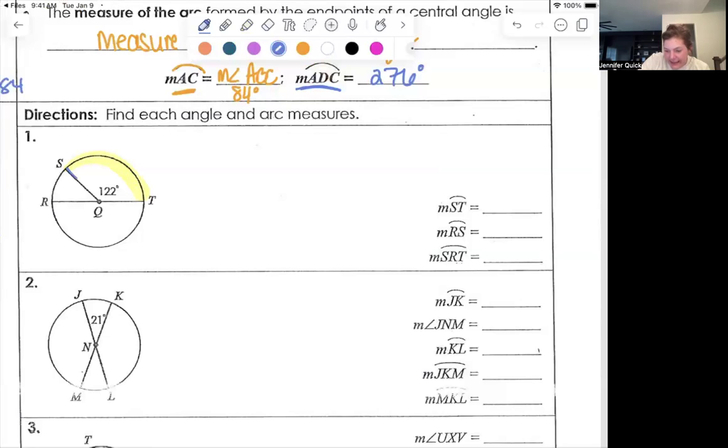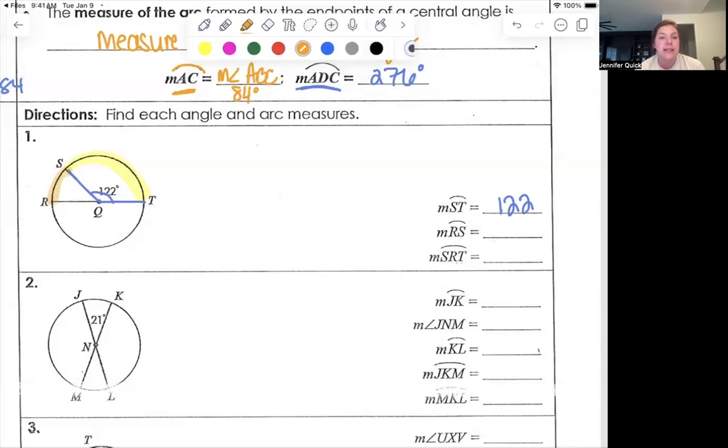ST is created by this central angle, SQT. Ooh, don't want to do that. And then right here. So that angle is 122, which means that the central angle and its arc are the same. So this is going to be 122. Again, not hard math, but definitely new notation. All right, so the arc of RS. Well, RS is right here.